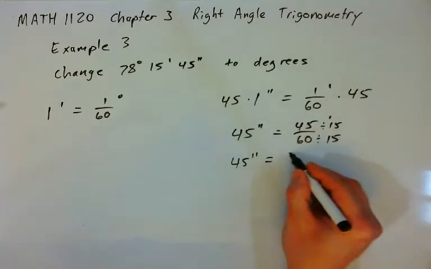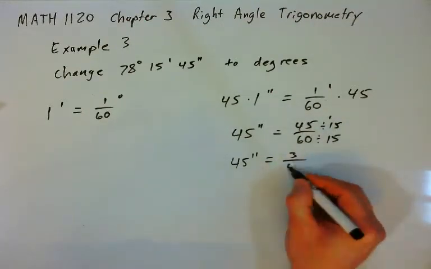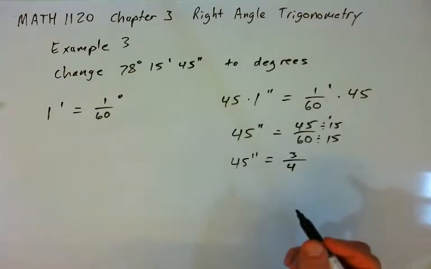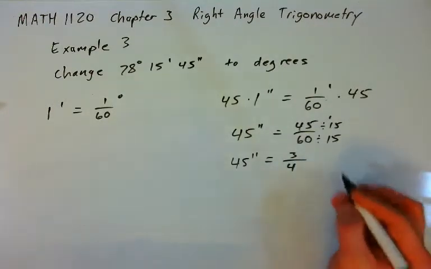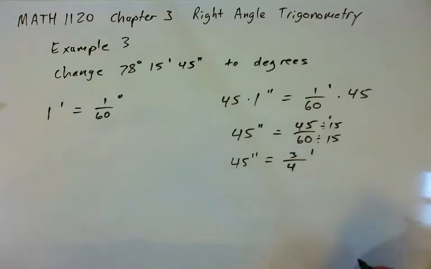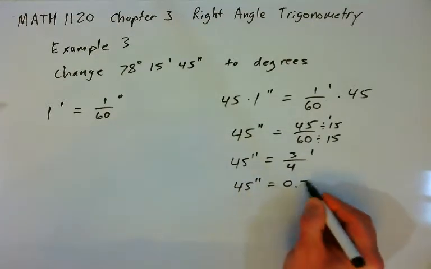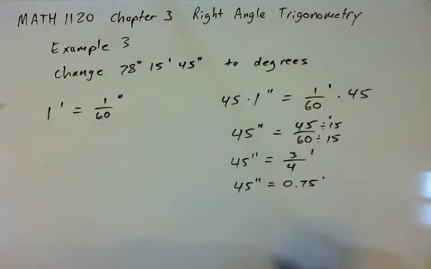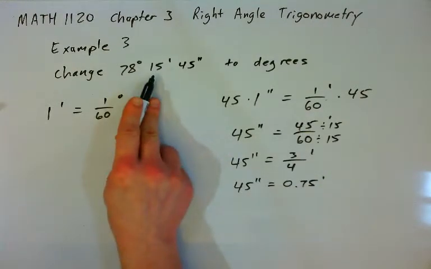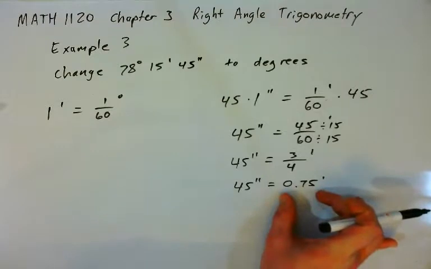45 divided by 15 is 3. 60 divided by 15 is 4. 45 seconds is 3/4 of a minute. Okay, 3/4 of a minute. And so 45 seconds is going to be 0.75 minutes. And so we already have 15 minutes plus another 0.75 of a minute.